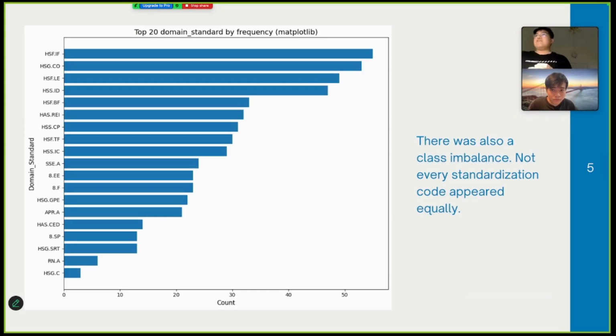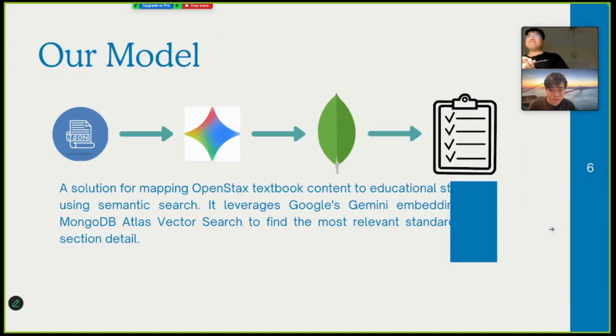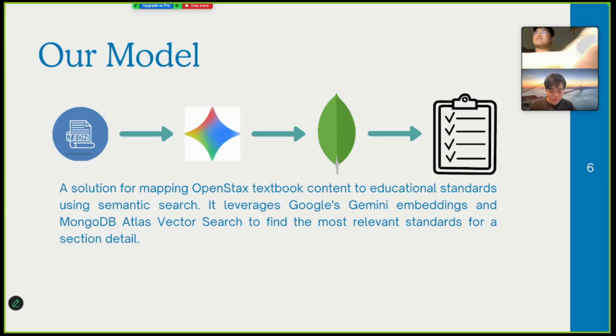Our team has developed a model to help us solve this case. Our model will give a solution for mapping OpenStax textbook content to educational standards using semantic search, leveraging Google Gemini embeddings and MongoDB Atlas vector search to find the most relevant standard for each section.